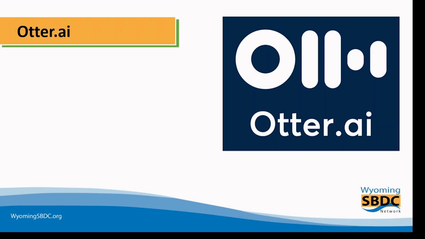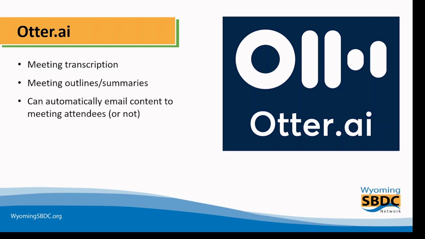Let's take a look at Otter.ai. Otter is kind of an eavesdropping tool. It can transcribe your online meetings and then create outlines or summaries of your meeting and automatically send those transcripts or summaries to all attendees or just to yourself.